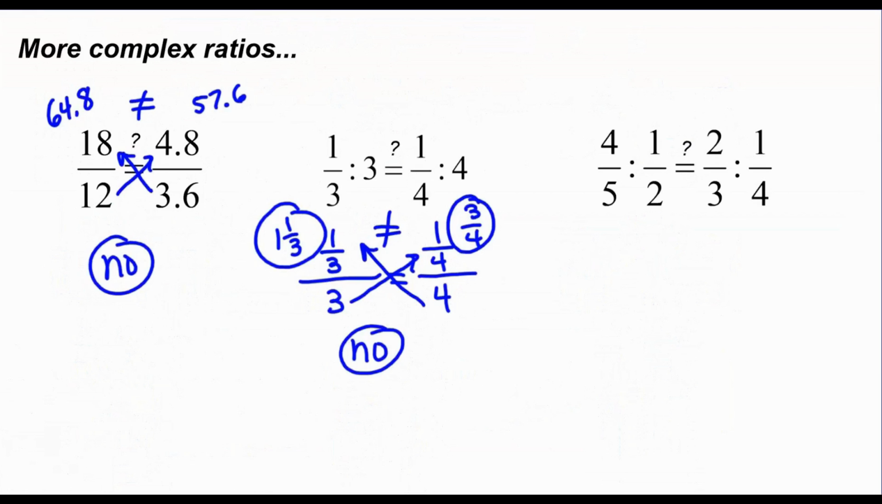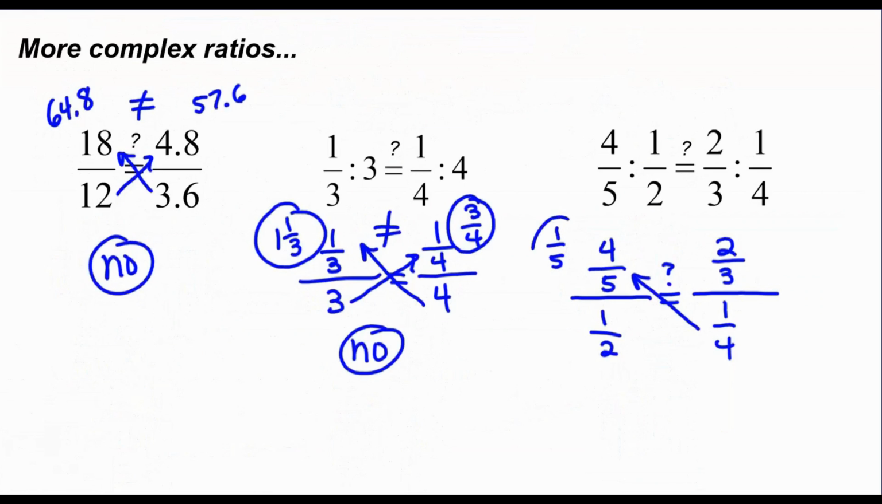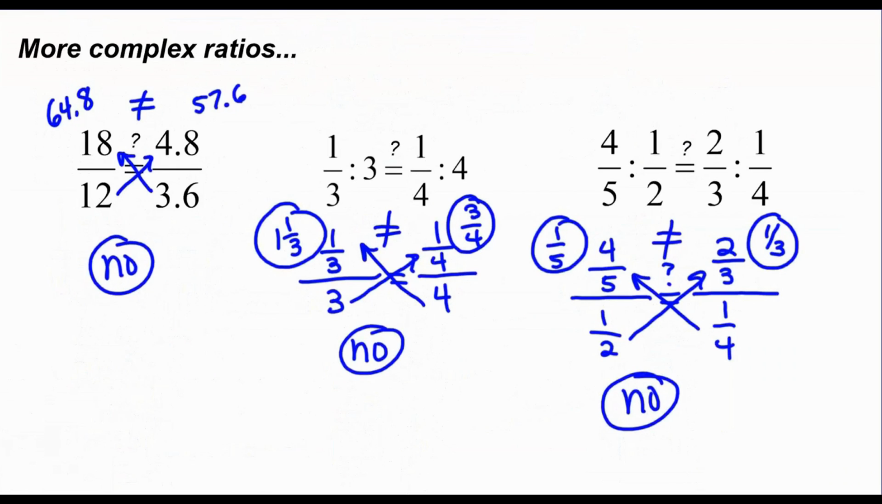And then lastly, again, we've got some fractions here that are written in ratio form with a colon. I'm going to rewrite these in fraction form, a couple of complex fractions, but we can still do this. We want to know if these two ratios are equivalent or if they form a proportion. So if I do my cross products, 4/5 times 1/4 is 1/5. That's my cross product. And 1/2 times 2/3 is 1/3. And you can see the two cross products are not equal. So no, these ratios are not equivalent. They do not form a proportion.